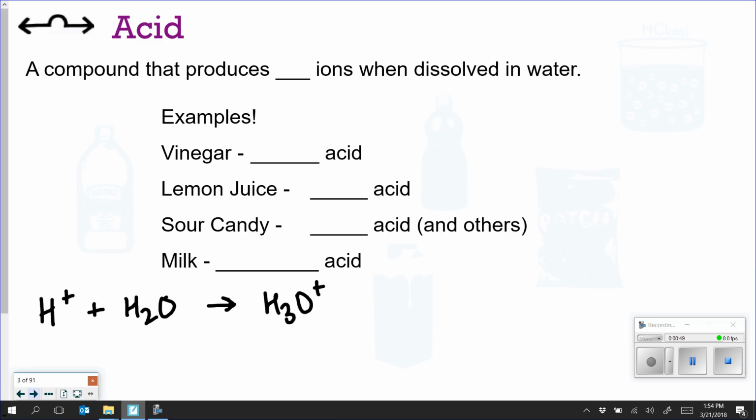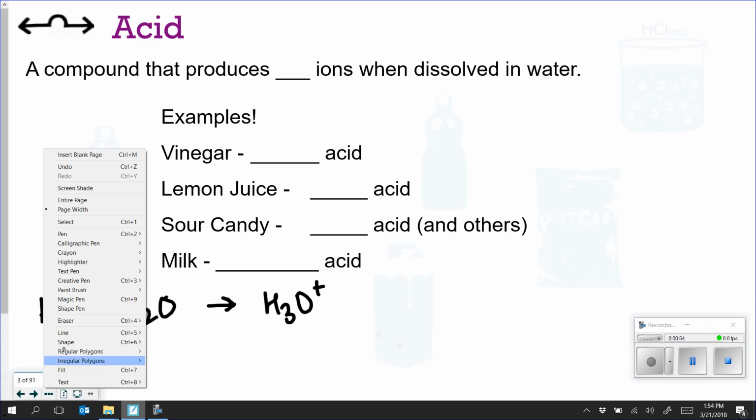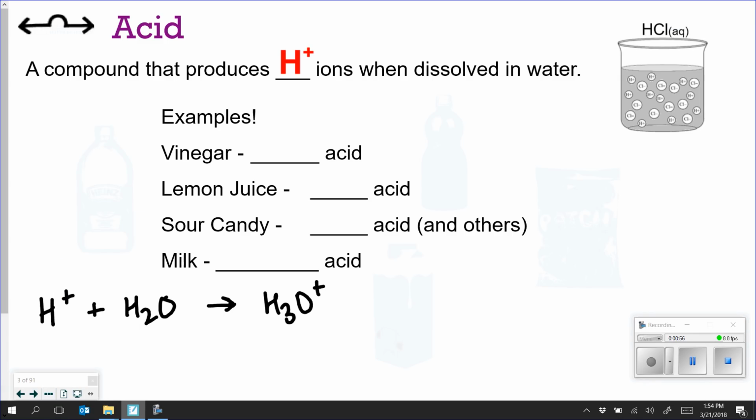So we're going to start by talking about the properties of acids individually. An acid is a compound that produces H+ ions when dissolved in water. If you look at the drawing on the top right-hand corner, we've got hydrochloric acid dissolved in water, and you'll note that we've got H+ ions and Cl- chloride ions in the water. The water molecules themselves are implied. They're not directly shown in this drawing.